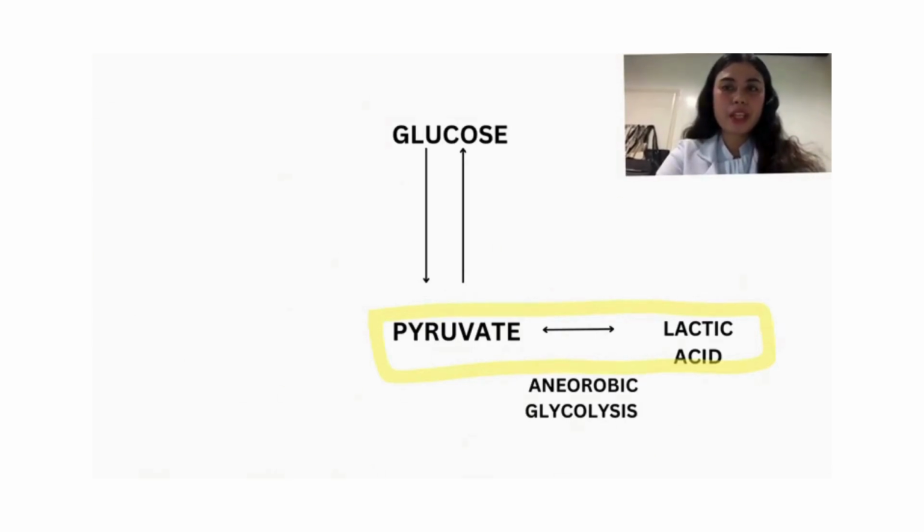The first pathway that pyruvate can take is to turn itself into lactic acid, also known as lactate, and this pathway is referred to as anaerobic glycolysis. Now, what does anaerobic mean? It means in the absence of oxygen, and aerobic means there is oxygen. This is glycolysis occurring without the presence of oxygen.